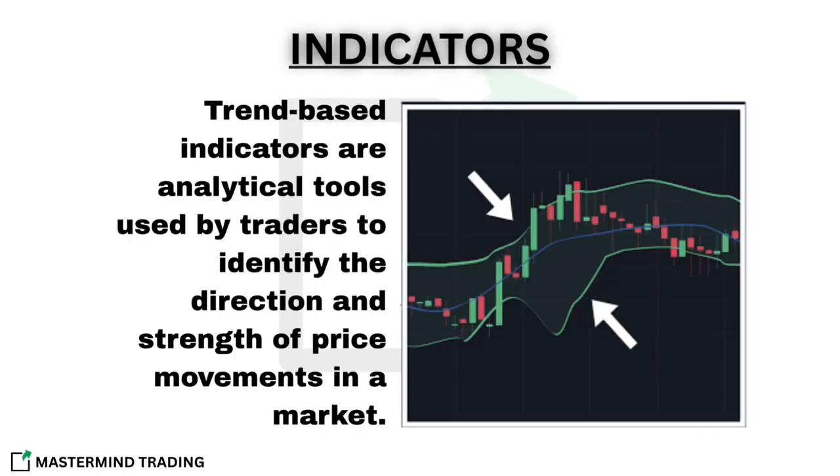So basically, trend-based indicators are indicators that are used to identify the direction and strength of a trend. So in a bullish market, a trend-based indicator is supposed to show the direction and the strength of the uptrend, while in a bearish market, a trend indicator is supposed to show the direction and the strength of the downtrend.